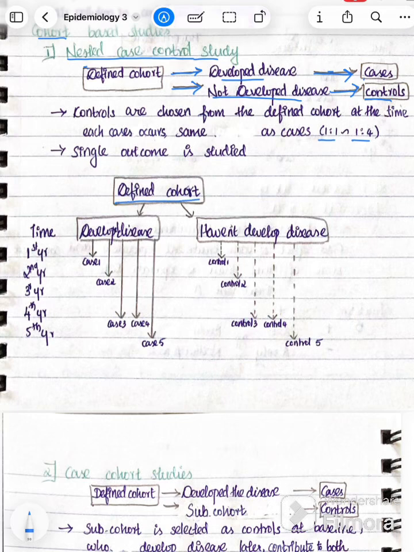This is the defined cohort. Some of them might have developed the disease, some of them haven't. Here is time: first year, second year, third year, fourth year and fifth year of follow-up. Case 1 developed at the end of the first year, so we are going to choose a control for that case at the same time. Case 2 developed at the end of the second year, so we'll be selecting a control at the end of the second year. Likewise, cases 3 and 4 developed at the end of the fourth year, so we'll be taking controls at the end of the fourth year. And next one is the fifth year. We'll be taking a control in the fifth year.